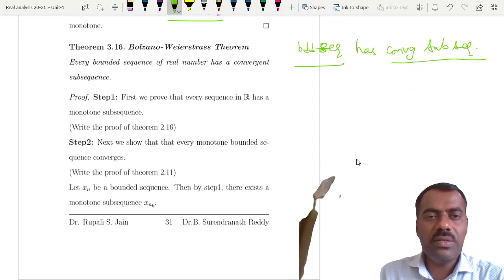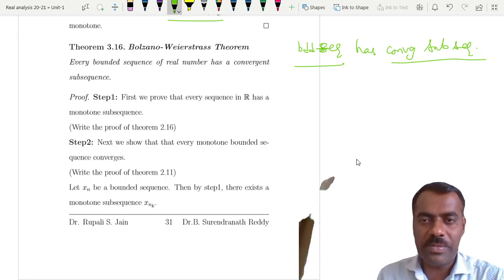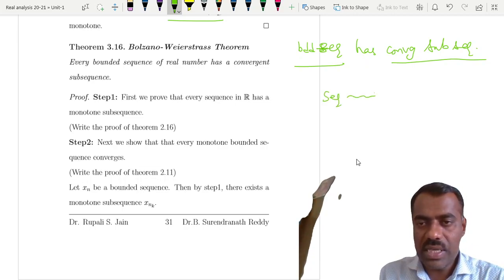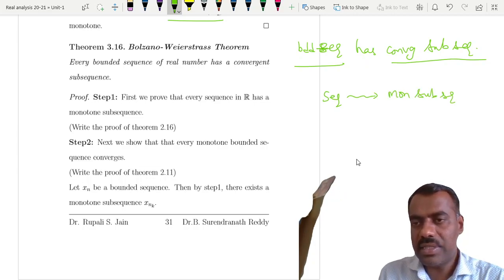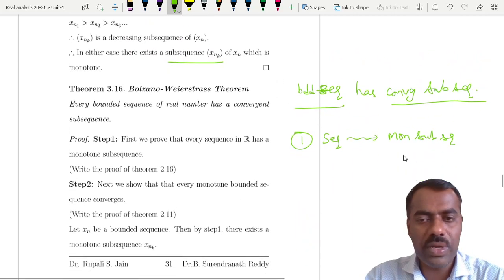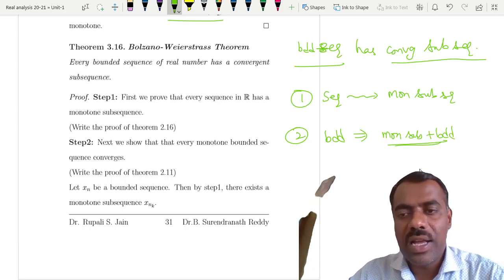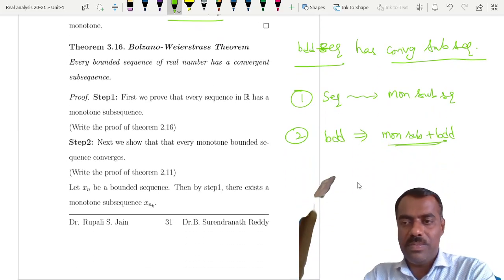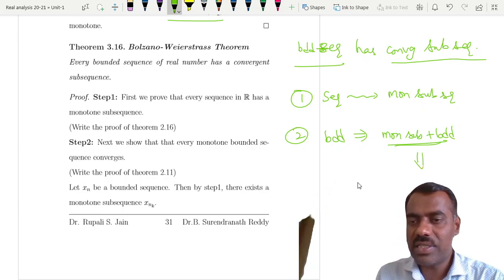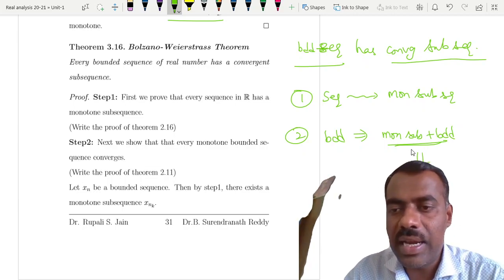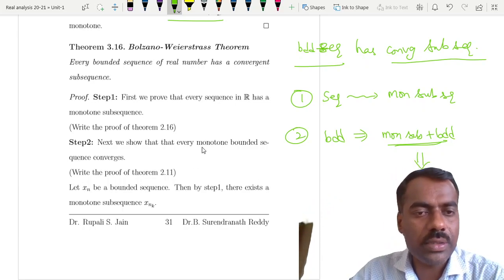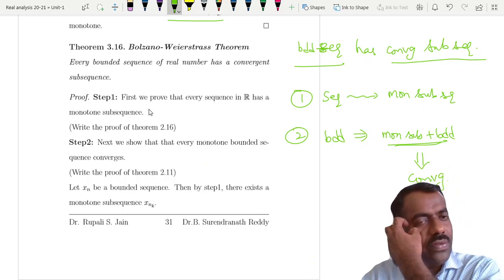How did we do it? First, by using the fact that every sequence has a monotone subsequence. So this is a sequence, and this sequence has a monotone subsequence. This is the first step. We can write the proof of this from what we have just proved. Then the second step, using the fact that the sequence is bounded implies that the subsequence is also bounded. So what we have here is a monotone subsequence plus bounded. And we have proved that if your bounded sequence is monotone, then it converges. It is monotone and bounded, so therefore it converges, right? So we only have to use the previous two results to prove this.